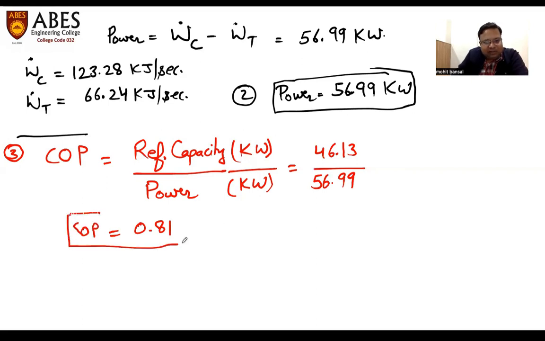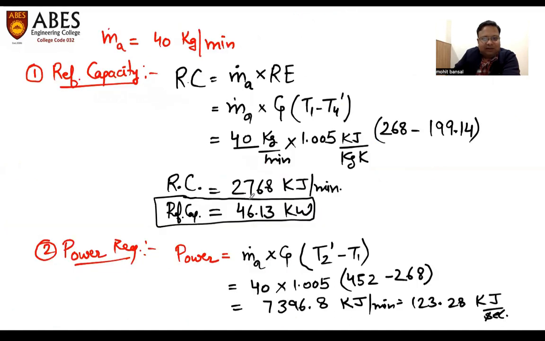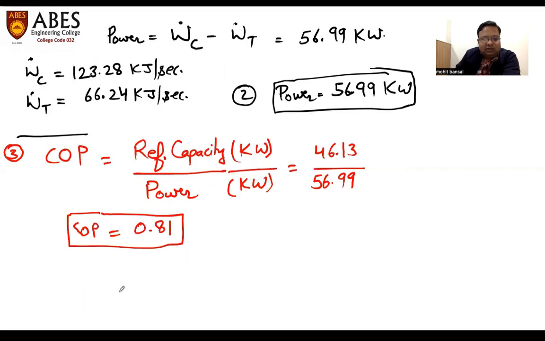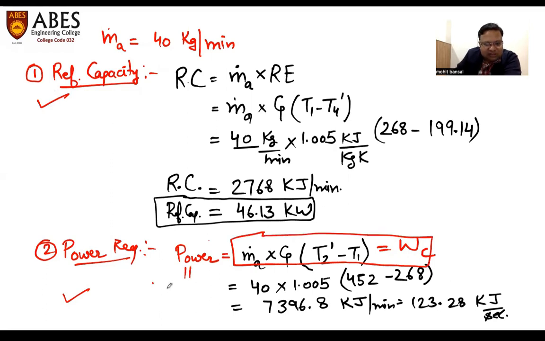So that completes our question or numerical on the Bell-Coleman cycle. In this, we have taken all the parameters and found out the unknown temperatures, then refrigeration capacity, and power required to drive the compressor. So this power is the relation which we have just written, it is the work of the compressor basically. This is the work of compressor. So power is WC minus WT.